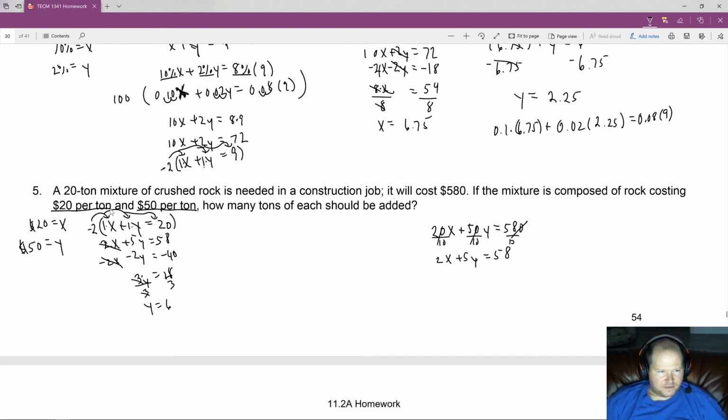Next, we want to find the amount of x. We know that x plus y equals 20. Therefore, x plus 6 equals 20. So minus 6, cancel, cancel. We end up with x is equal to 14. So we have 14 tons of the $20 one and 6 tons of the $50 one. Now we go back and check that if we wanted to. So it'd be 280 plus 300 equals 580, which checks out.